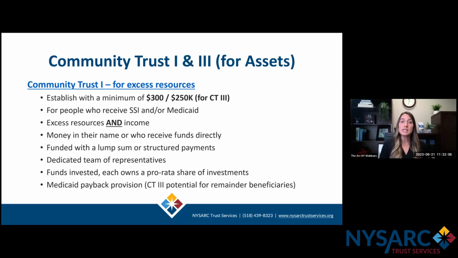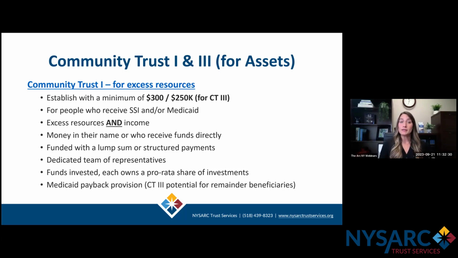And some of the unique differences about Community Trust 1 and 3 compared to Community Trust 2 is, as I mentioned, this is often a larger sum of money that would be invested, which means that it's subject to market fluctuations throughout the year. And each beneficiary in the pooled trust will own a pro rata share of the investments.